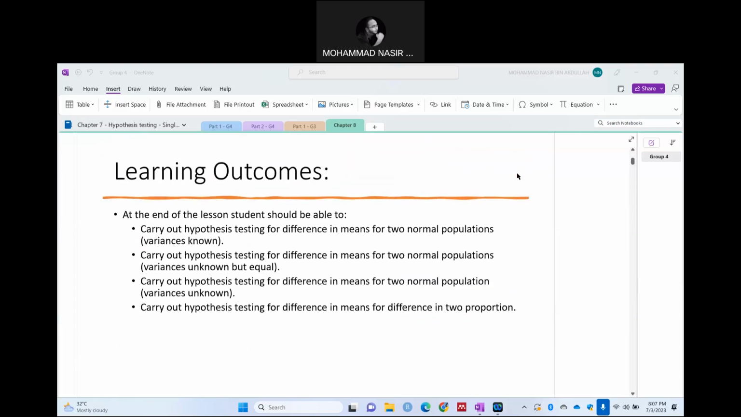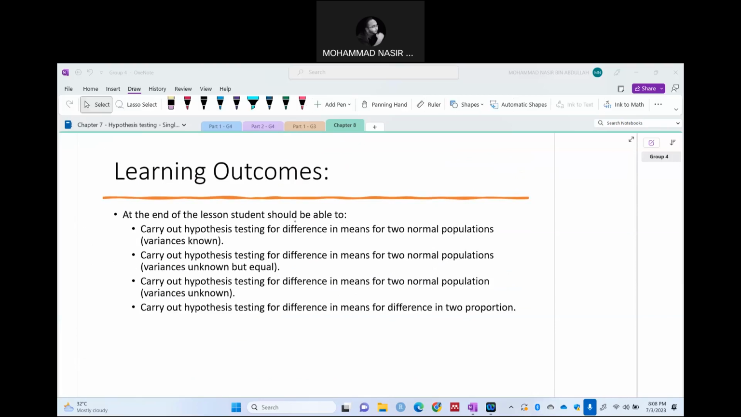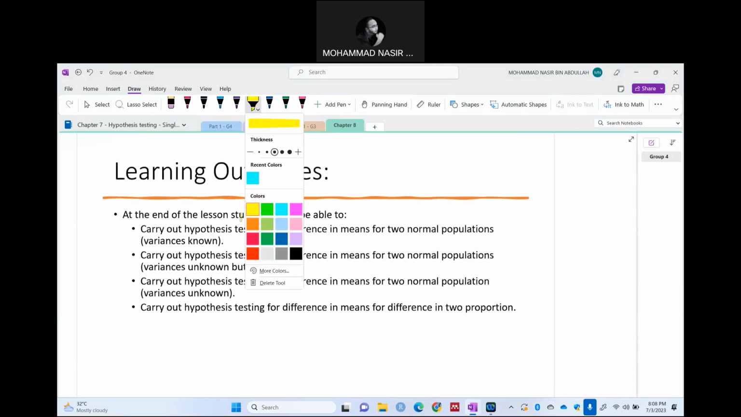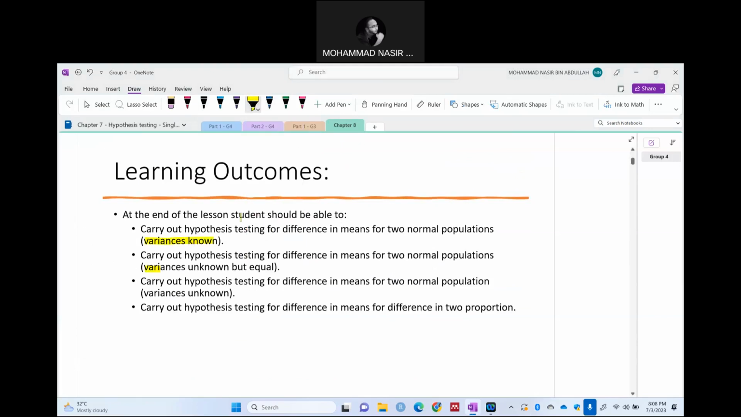Right. So the learning outcome at the end of this lecture, you should be able to carry out hypothesis testing for difference of means for two normal populations. As we know, there are two conditions, where the variance is known and variance unknown. But this one, we have an extra condition: variance unknown but equal variance, and variance unknown, unequal variance. Right. And we're going to look into hypothesis testing for difference between two proportions.